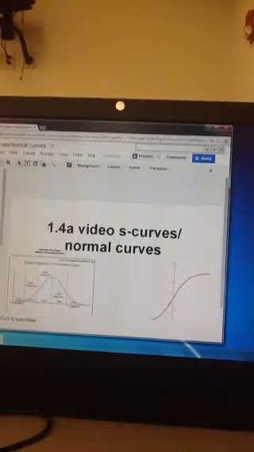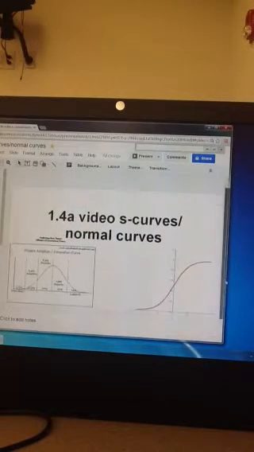So in this 1-4-A video, I'll be talking about S-curves and normal curves. This would be considered an S-curve right here. It goes up and it makes an S. And this is more of a normal curve. In general, these are about the same, but this is just shorter.